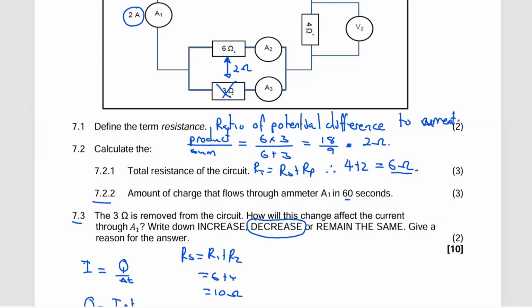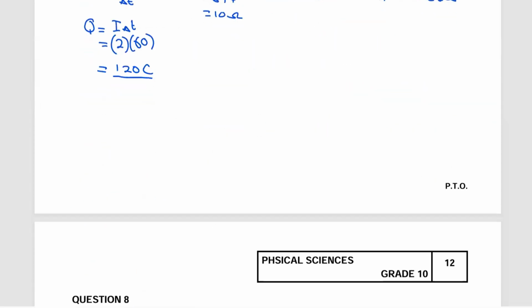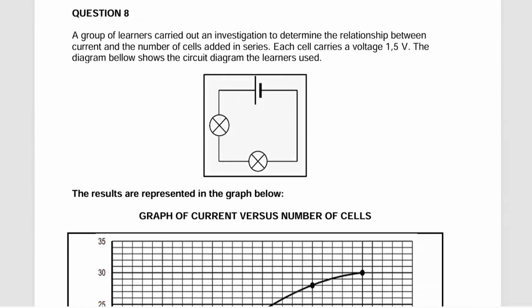So generally we can say the reason is because the total resistance increases. Total resistance increases in series. Therefore, what happens to our current? Therefore, current decreases. Okay.